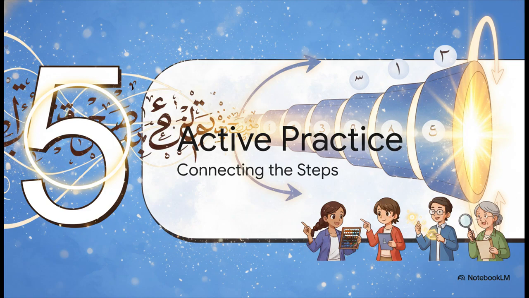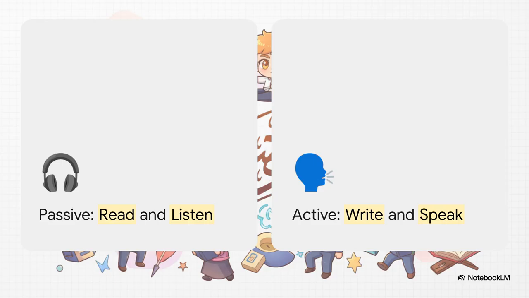And our final section, number 5, active practice, connecting the steps. So the crucial point here is really understanding the difference between passive and active learning. I mean, reading a number on a page or listening to someone say Ahlan wa Sahlan, those are passive activities. Don't get me wrong, they're incredibly important for gathering information and identifying shapes and sounds, but they just aren't enough on their own. You have to cross the bridge into active learning.